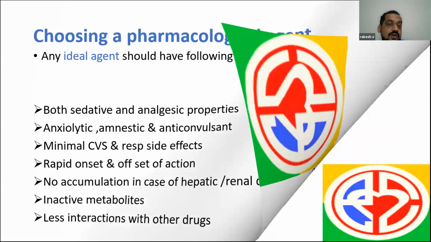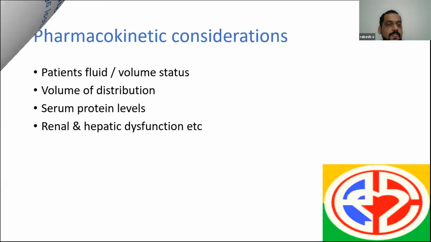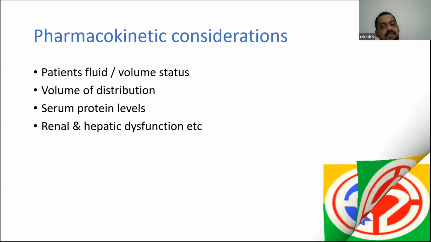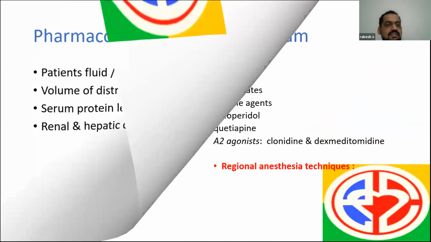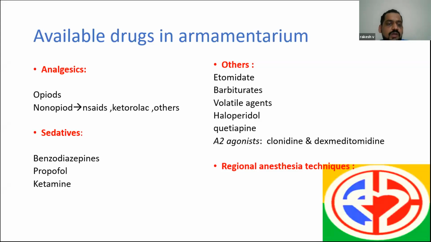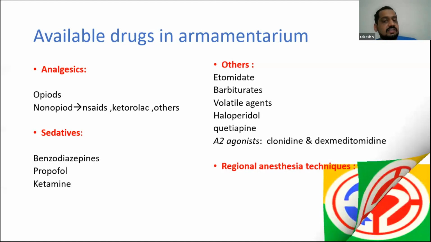Coming to pharmacokinetic considerations, especially in ECMO, it might be the patient's fluid status or volume of distribution of the drugs, serum protein levels, renal and hepatic dysfunctions. You have different drugs here. You have analgesics, opioids, non-opioids. You have sedatives like benzodiazepines, propofol, and ketamine. We have miscellaneous drugs like haloperidol, quetiapine, atypical antipsychotics. We have alpha-2 agonists, clonidine and dexmedetomidine, and you can also use regional anesthesia techniques.